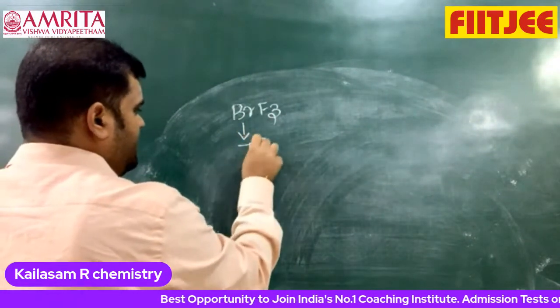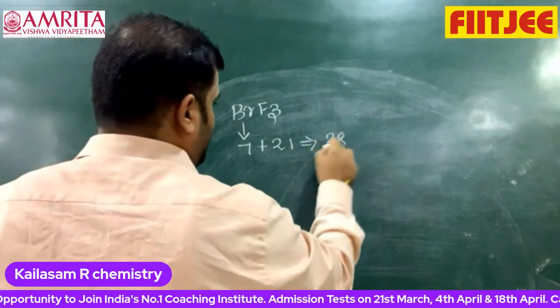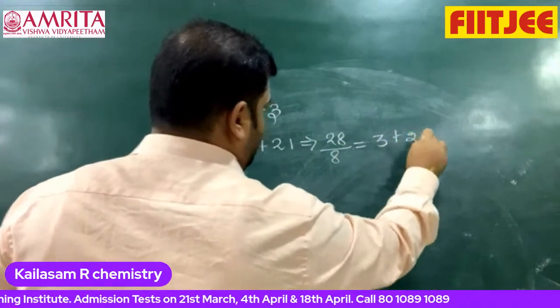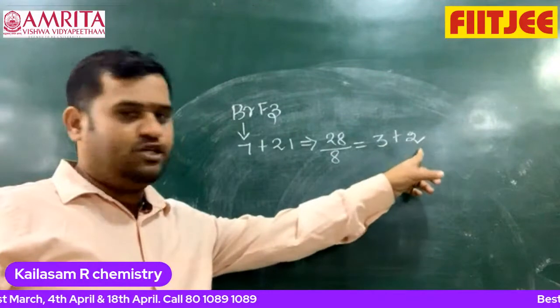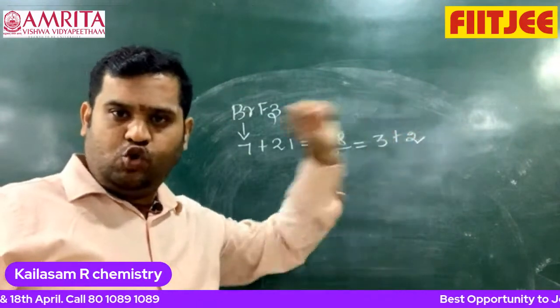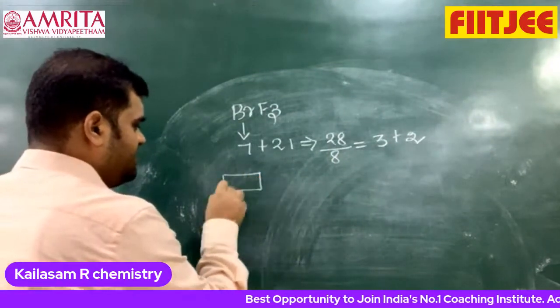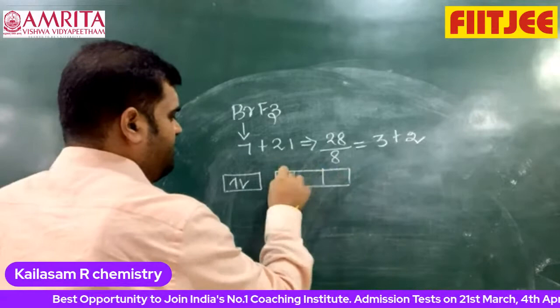We will have 7 times 3, 21, plus 7, that is 28, by 8. You can say 3 plus 2. 3 plus 2 means 3 bond pairs and 2 lone pairs. Write the bromine electronic configuration. Look at this, 4s2 4p5.